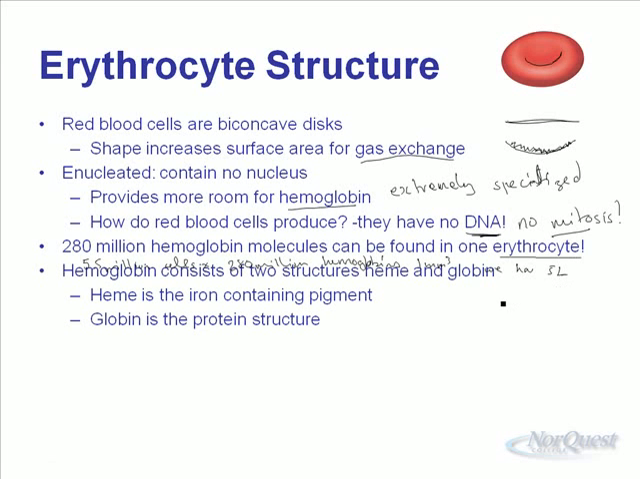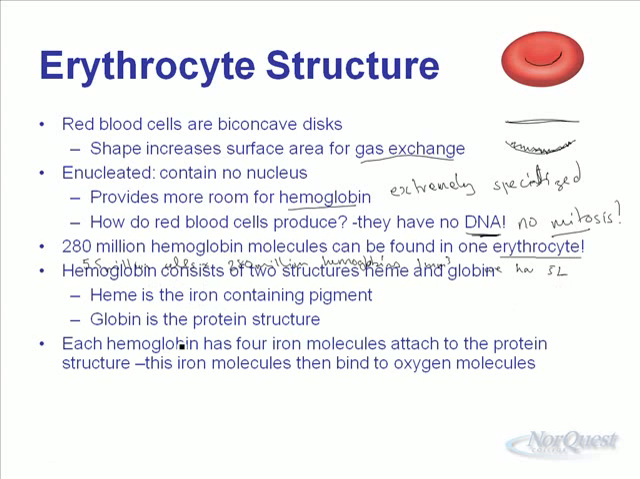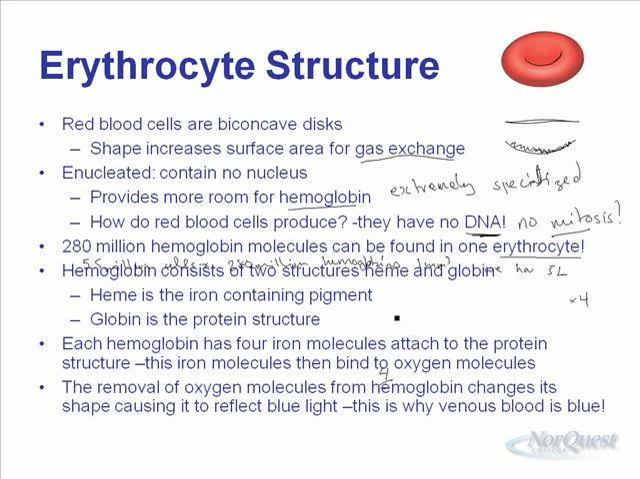Hemoglobin consists of two structures, a heme structure and a globulin structure. The heme is the iron-containing pigment. The globulin is the protein structure. Each hemoglobin has 4 iron molecules, which means each iron molecule combines with 4 oxygens. So now we can multiply that by 4, and that would tell you how many oxygen molecules our body can carry at any one time, which is a really big number. The removal of oxygen molecules from the hemoglobin changes its shape, and then it changes the light that it reflects, and that's why venous blood, or blood in our veins, has a bluish tinge to it.